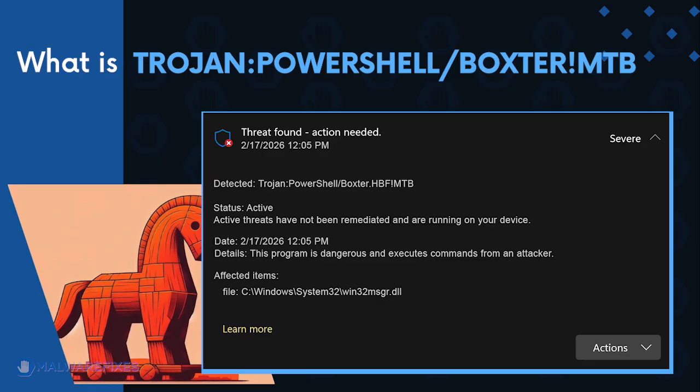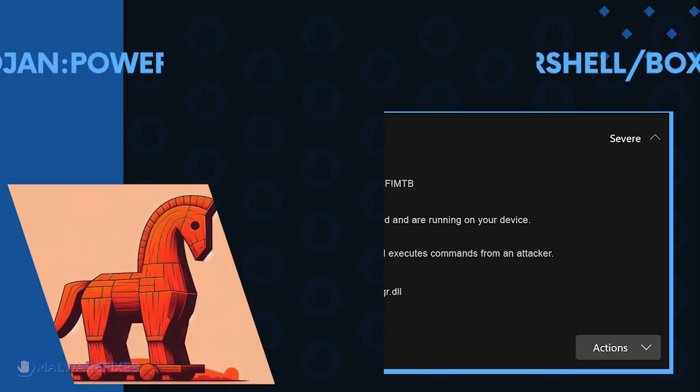Trojan PowerShell Boxter MTB is a detection name assigned to a malicious file that was found to be linked to malware that invades a computer via an intrusive Windows PowerShell command. As such, users must immediately run a virus scan and remove this threat to prevent further damage. Carefully execute the procedures in this video to successfully remove Trojan PowerShell Boxter MTB.